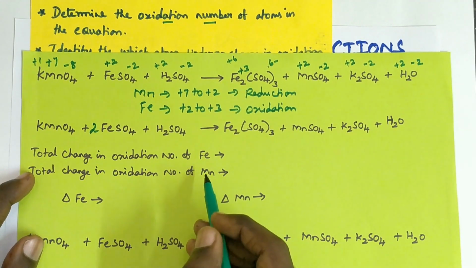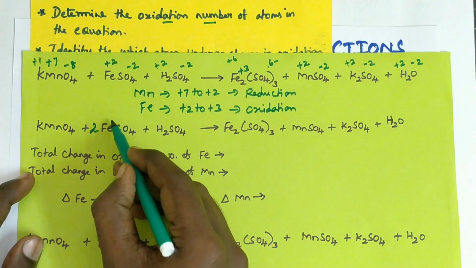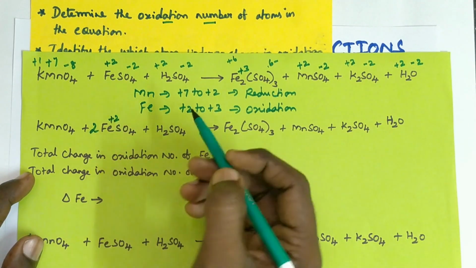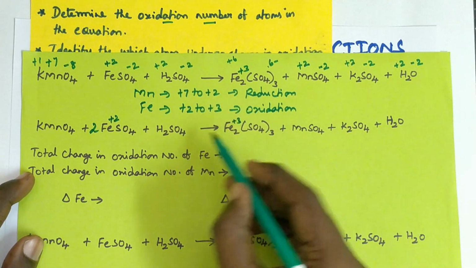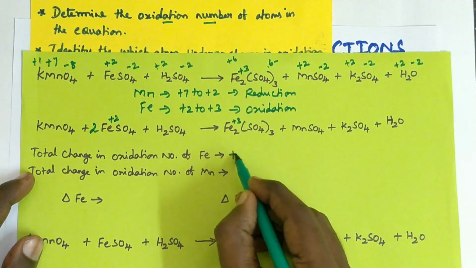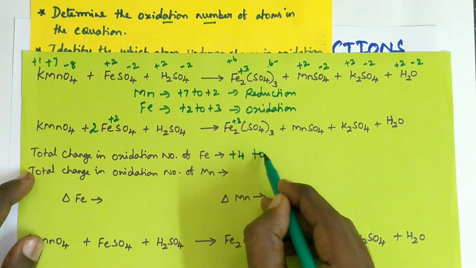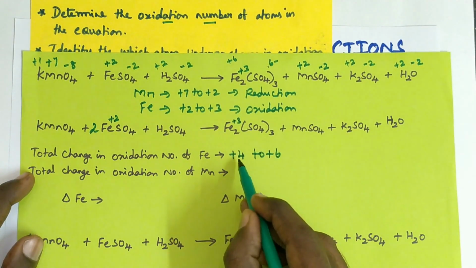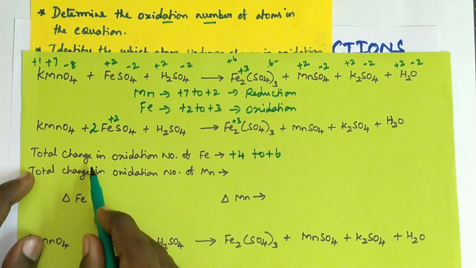Next, you have to find the total change in oxidation number. It is an important step because already we know iron is in plus 2 oxidation state here. Here iron is in plus 3 oxidation state. When you multiply 2 into plus 2, iron is plus 4. Here 2 into 3, plus 6. So iron is converted from plus 4 to plus 6 because we are considering total change.